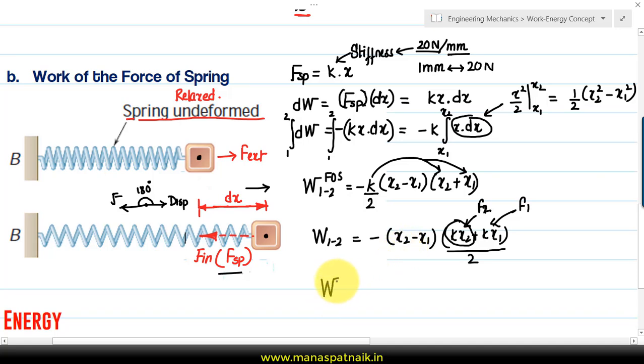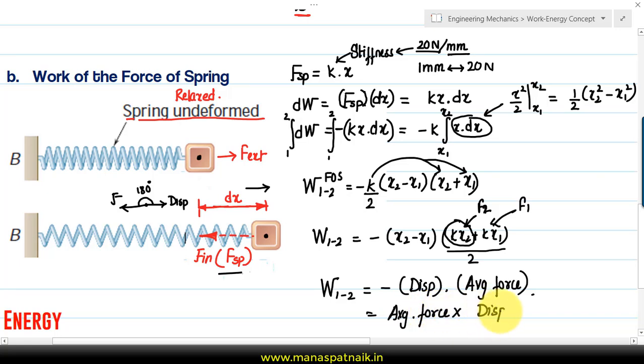So work done essentially can be written as negative of the product of displacement multiplied by the average force. It's better that you write force ahead of displacement. So negative of average force into displacement. That looks far better. Force and displacement, negative. You will always get a negative sign.